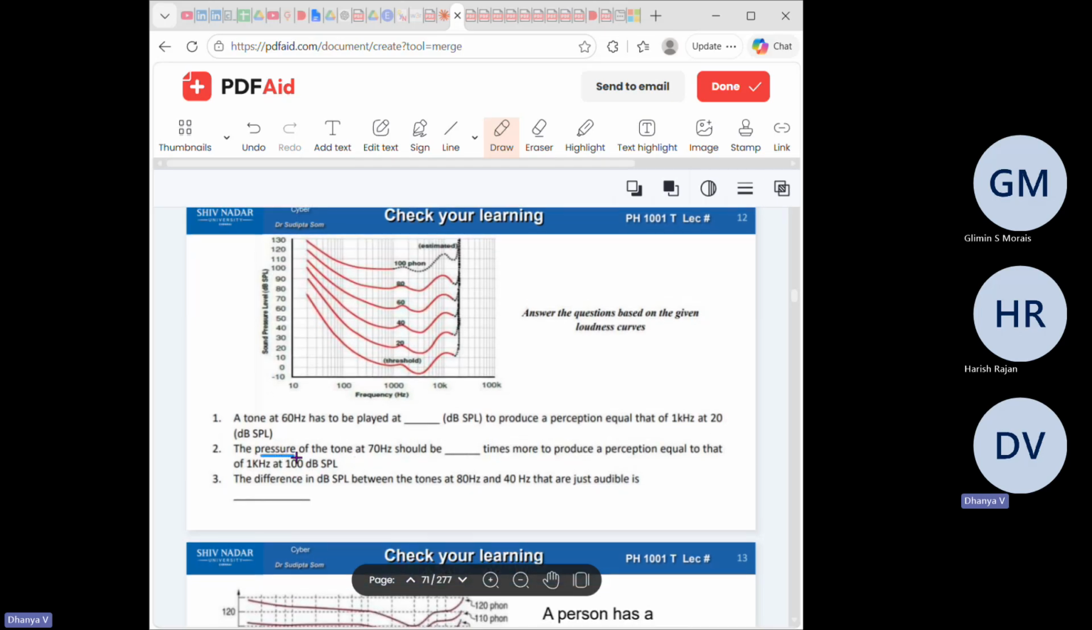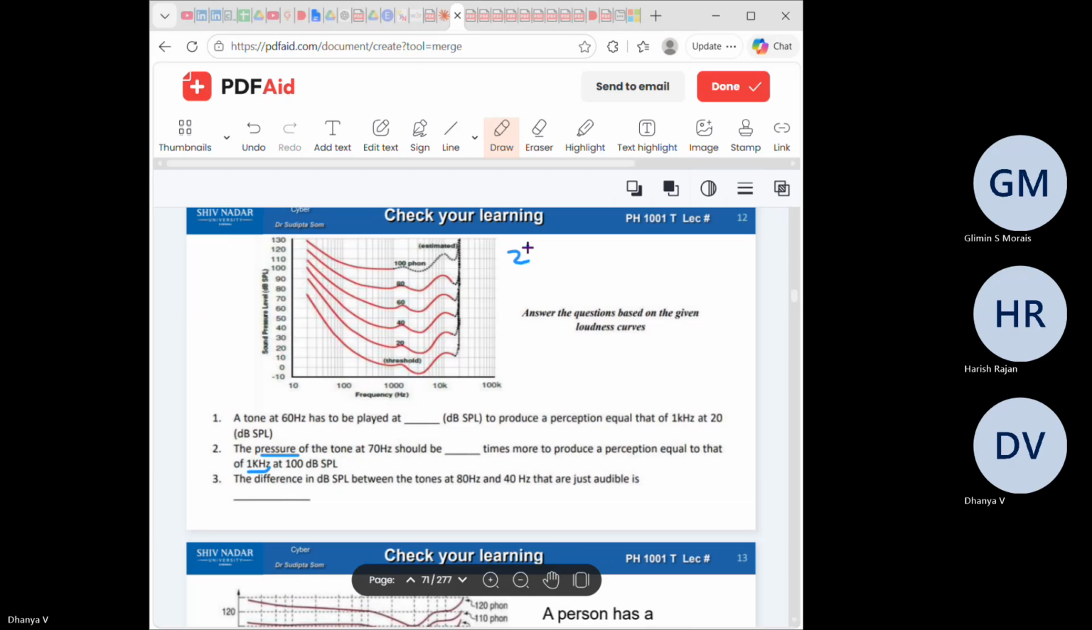So what formula should we use? We have to use the formula 20 log P by P naught. The P at 1 kilohertz is unknown, that is what we have to find. P naught you know, it is 20 micropascals. And this is equal to 100, what they have given in the question.